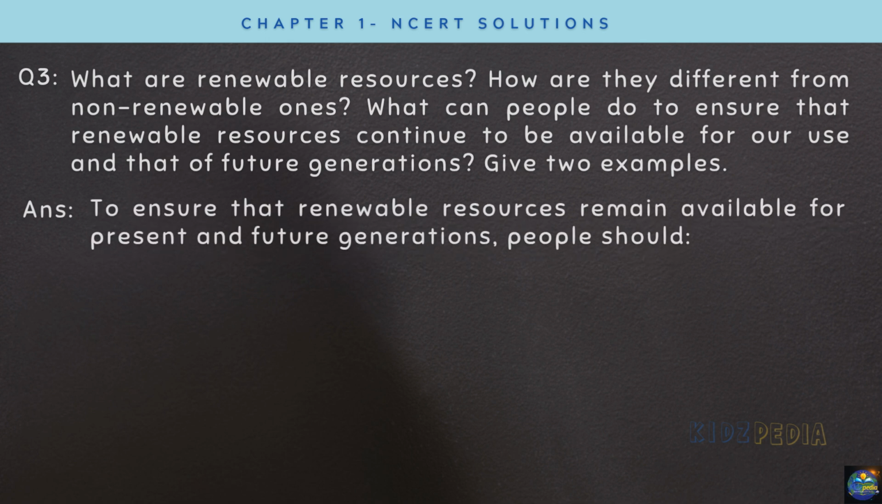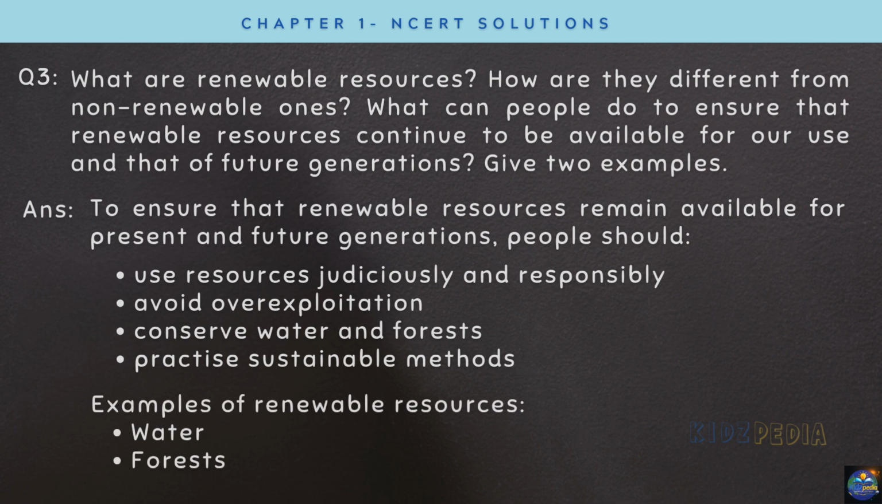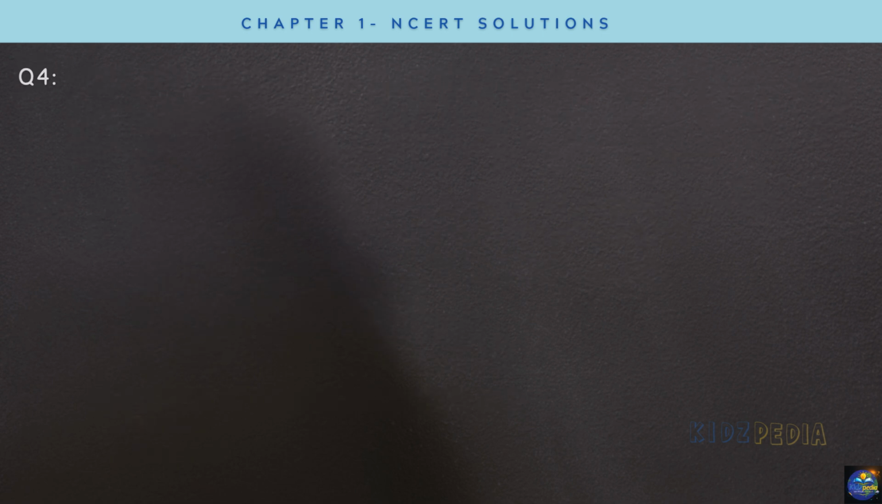To ensure that renewable resources remain available for present and future generations, people should use resources judiciously and responsibly, avoid overexploitation, conserve water and forest, and practice sustainable methods such as rainwater harvesting and afforestation. Examples: water and forest. Fourth question.